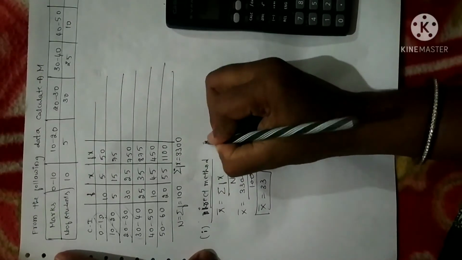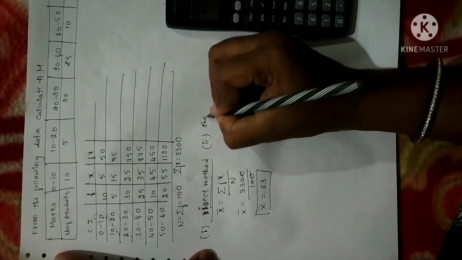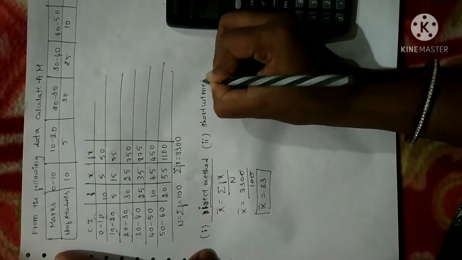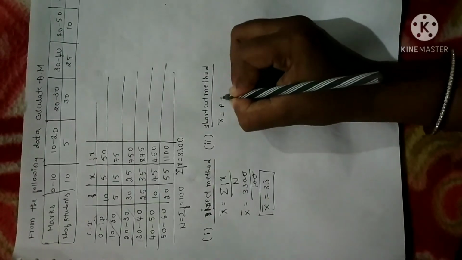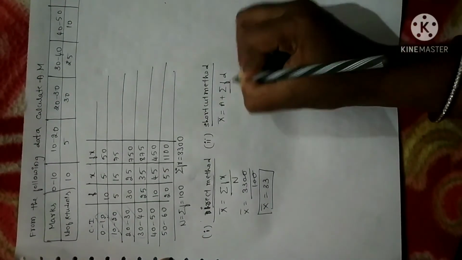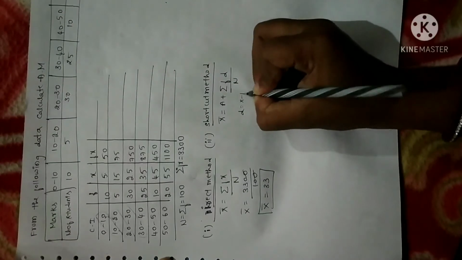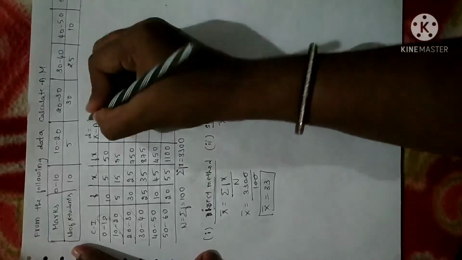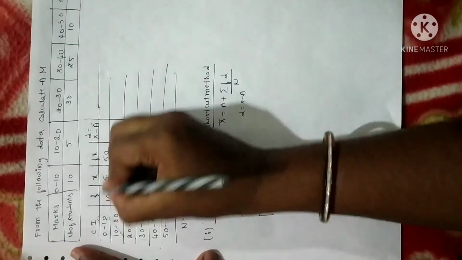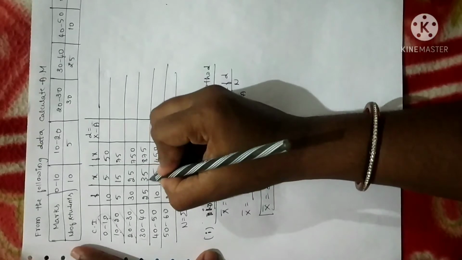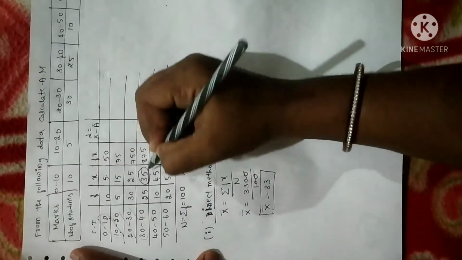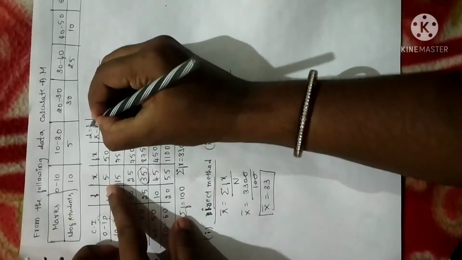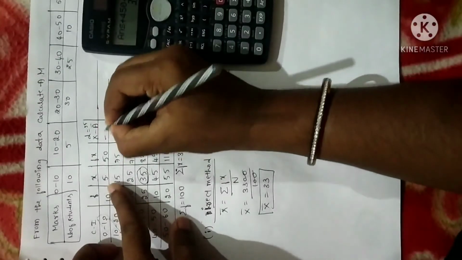Now let me solve the same problem by the shortcut method. What is the formula to find the mean by using the shortcut method? It is given by x bar is equal to a plus sigma fd divided by n, where d is given by x minus a. So let me calculate d, that is x minus a. We have to assume the mean value a from the column x. Let me assume the value as 35. Why? Because leaving these two values, among these it is the highest value. So I have to do x minus a. A value is 35. So 5 minus 35 is minus 30.